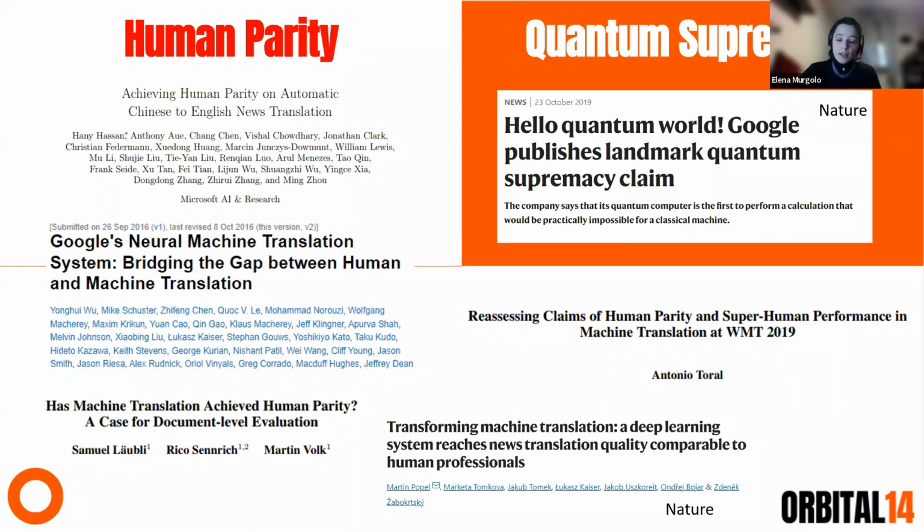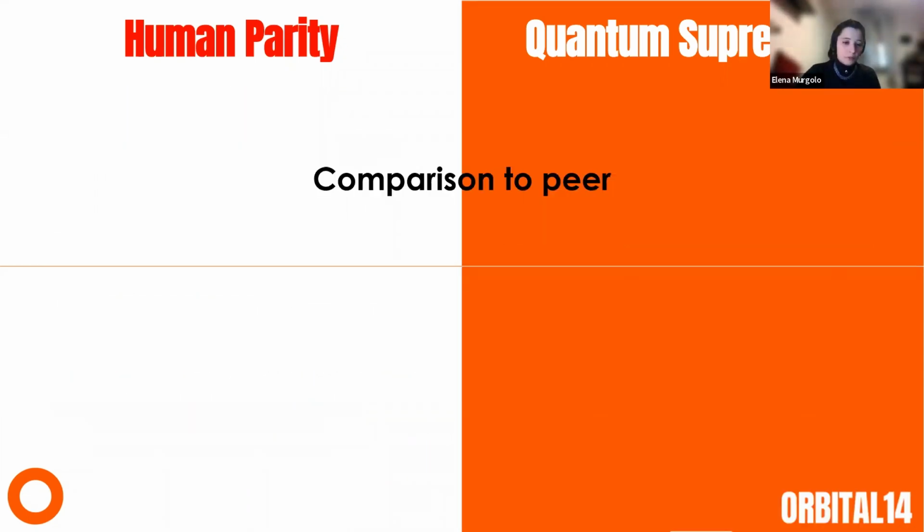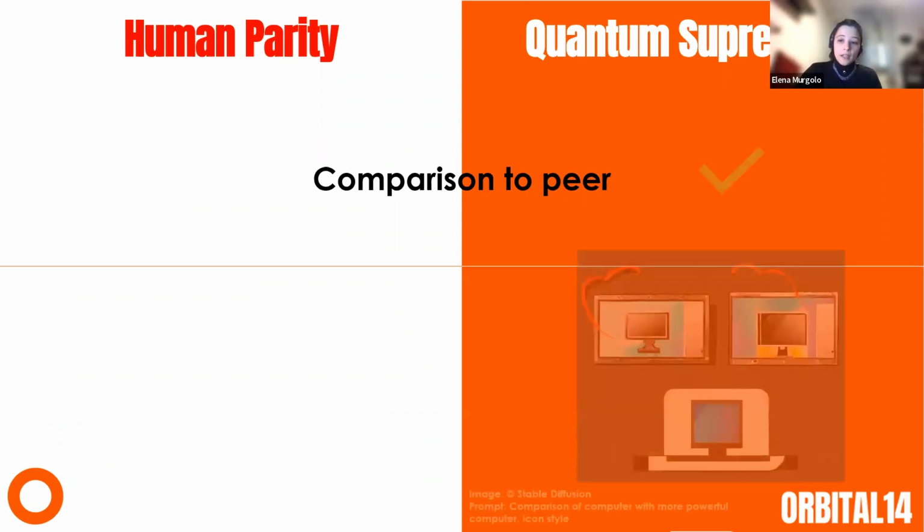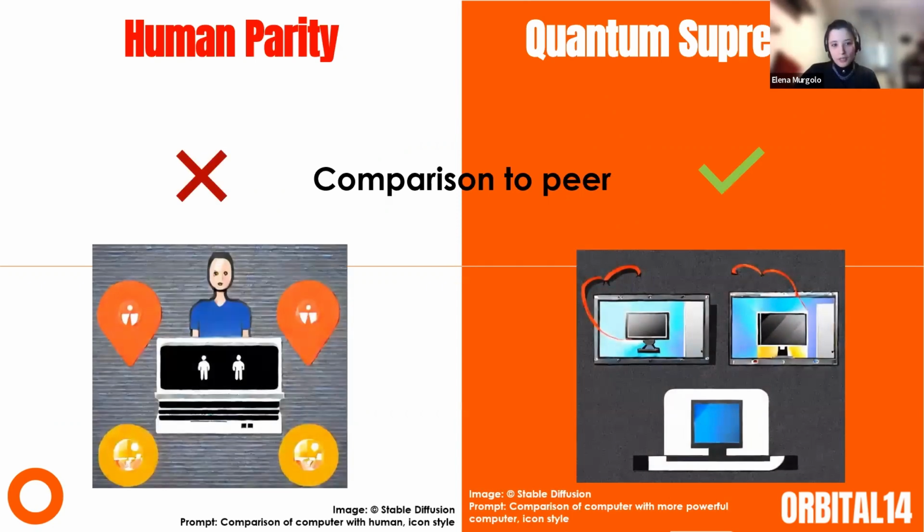The main one being the comparison to peers, which is true for quantum supremacy, and it's not true for human parity. In quantum supremacy, there's a computer being compared to a computer, an older computer to a new computer. So two different kinds of machines being compared. While in human parity, the two things that should come to the same level are machines and humans.